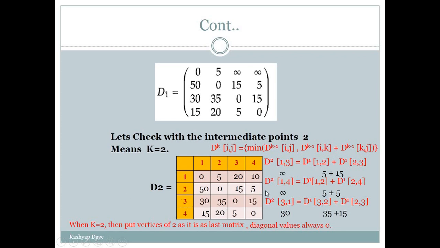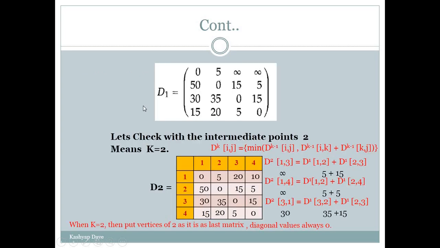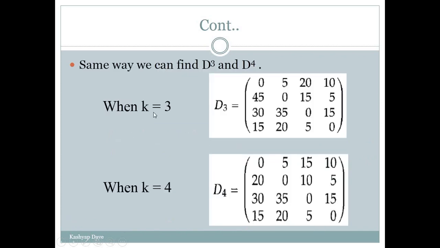By processing in the same way, we can calculate the other values of this matrix. I have already calculated and put them in this matrix. So this is our D2 matrix, meaning with the intermediate node 2 we have calculated this matrix. We have to calculate our D3 and D4 as well. By processing the same way as D1 and D2, we can calculate D3 and D4. When k is equal to 3, we get this type of matrix, and if k is equal to 4, then we get this type of matrix.